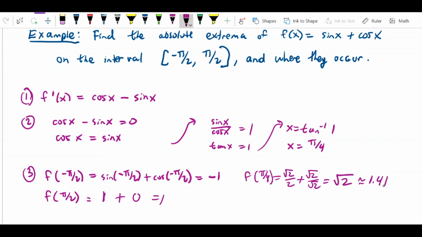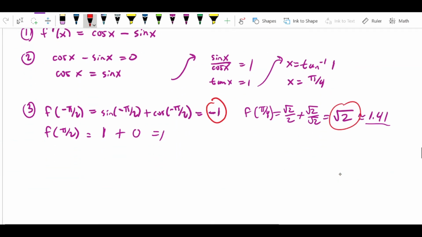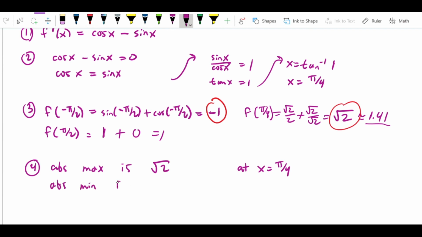So what we can see is that this number, even though we only have an approximation of it, is going to be higher than either of these numbers. So we can see that the minimum value is going to be negative 1, and the maximum value will be root 2. We'll just write that here and say that we have an absolute max, which is the square root of 2, and it occurs at x equals pi over 4, and the absolute min is negative 1, and it occurs at x equals negative pi over 2.